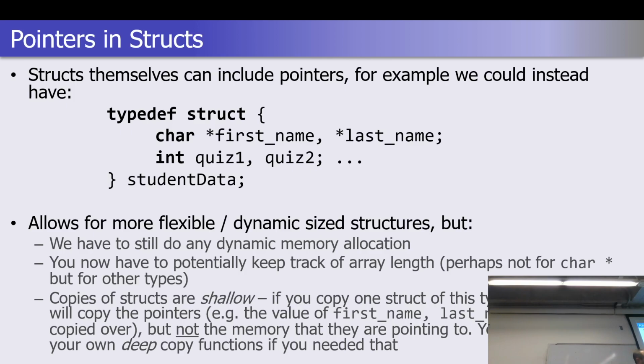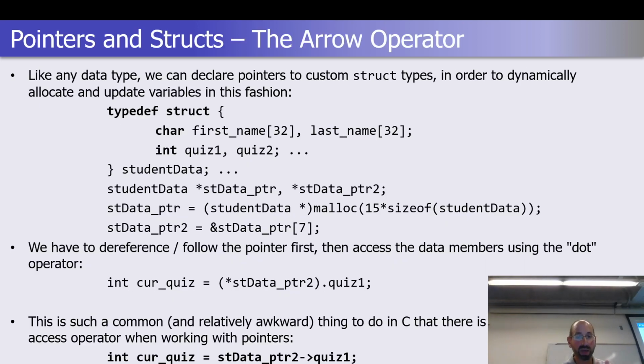I'm copying a char star over for first name, and I'm copying a char star over for last name. What is a pointer? It is a variable that stores an address in memory. I'm copying that variable over. I'm copying over the value of that address, but I'm not in any way, shape, or form copying over a block of memory that's being pointed to by that address. If I want to do that automatically, I'd have to use static memory allocation.